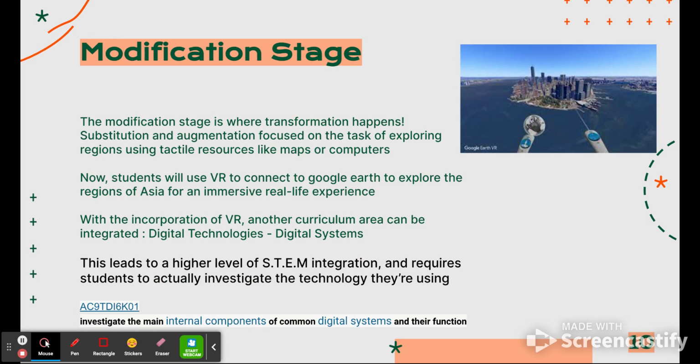While substitution and augmentation focused on the task of exploring regions of Asia, at this stage we can incorporate VR. So, with VR, they can connect the headsets and the technology to Google Earth, and they can explore regions of Asia in an even more immersive way. And with the incorporation of that complex technology, another curriculum area can be integrated, and that is digital technologies with a focus on digital systems. And this leads to a high integration of STEM.